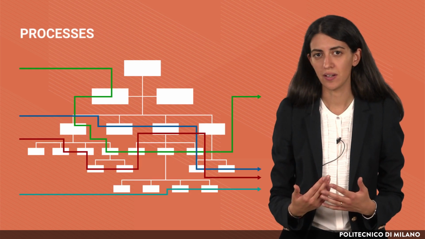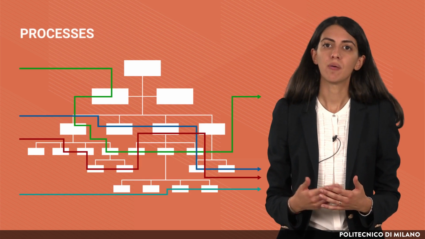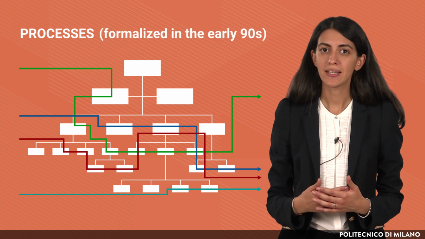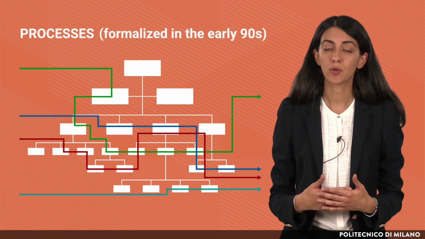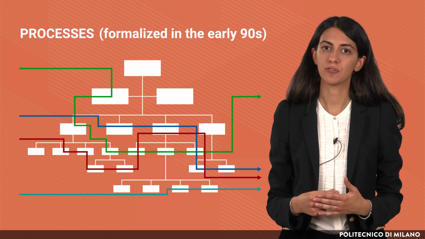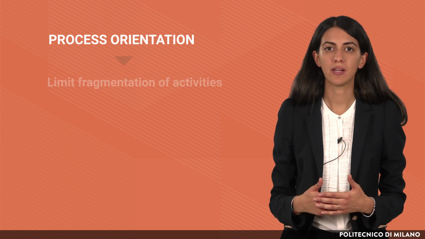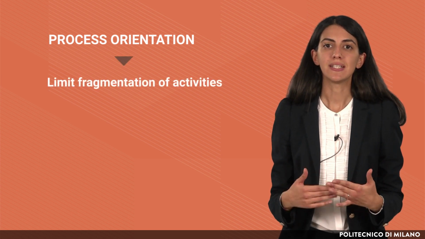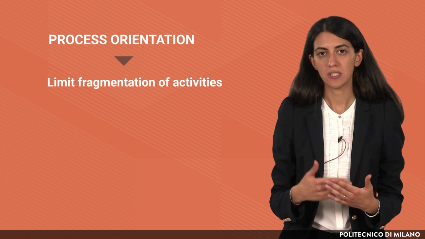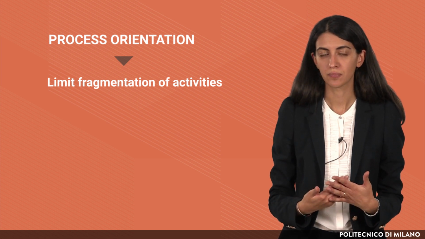Processes always existed in organizations. They have become very important and they have been formalized in the early 90s, and today the process dimension is extremely relevant for many companies. In fact, the adoption of a process orientation derives from the need to limit the fragmentation of activities that is the consequence of the creation of specific organizational structures.